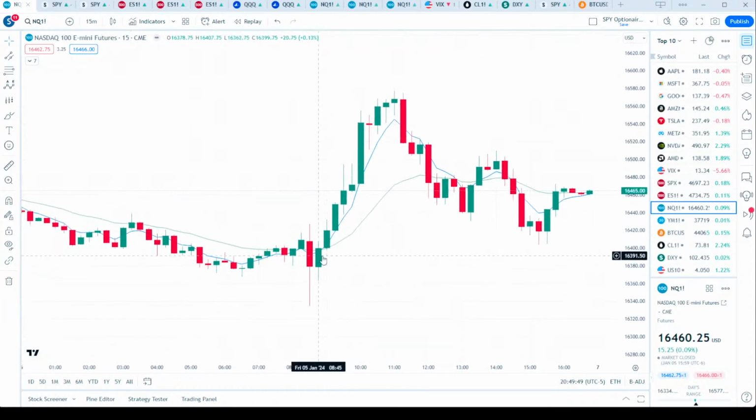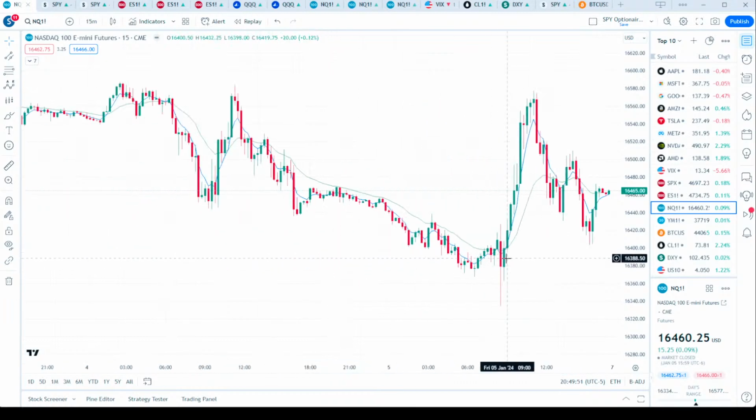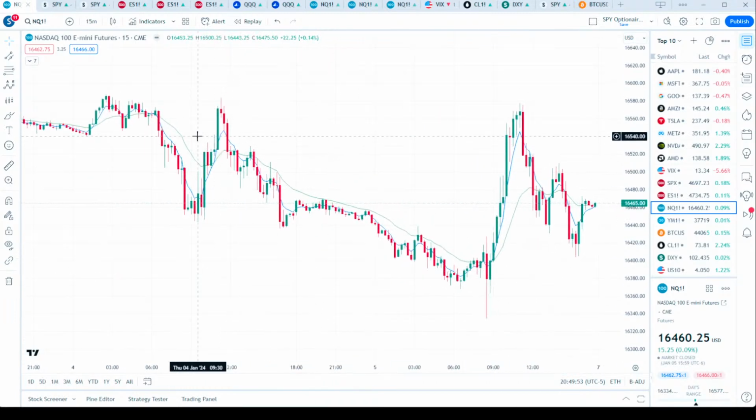So let's take a look at Friday. So overnight, well, let's go back to Thursday. Thursday was a bear day. So the blue line right here is our 5 EMA. That's your faster, the shorter time frame. And then your green is our 20 EMA, a little bit longer time frame.